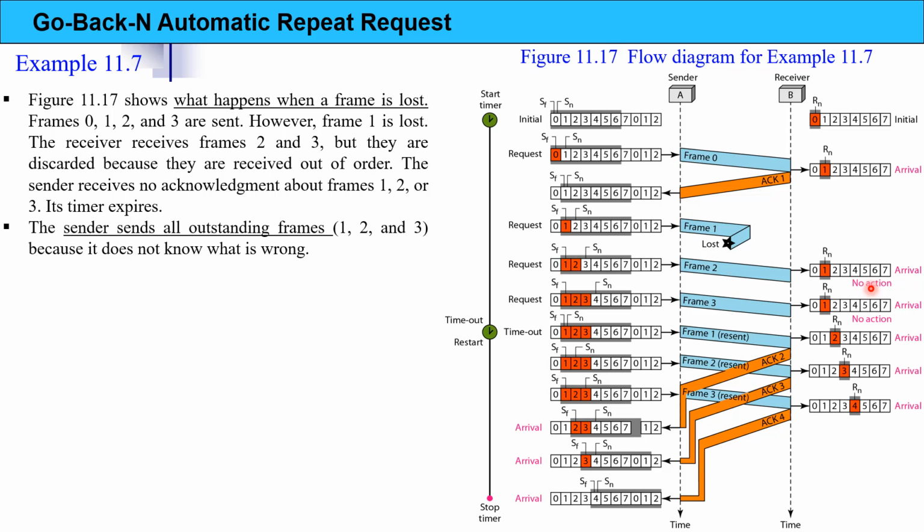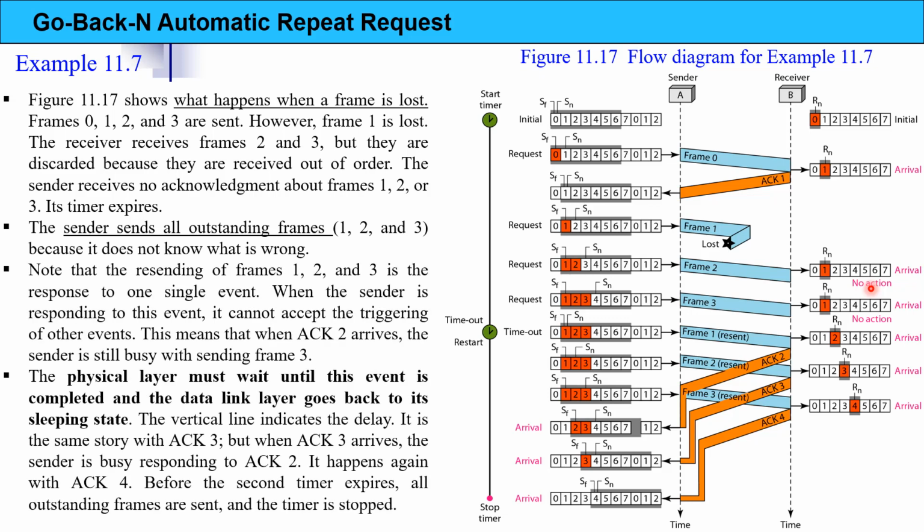Here the main message: if one frame is lost, I will not receive the acknowledgement. I will wait for the timeout and I will send all outstanding frames, or waiting frames, all frames in the window. I will resend them again.